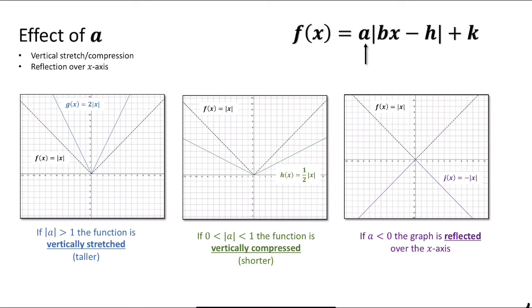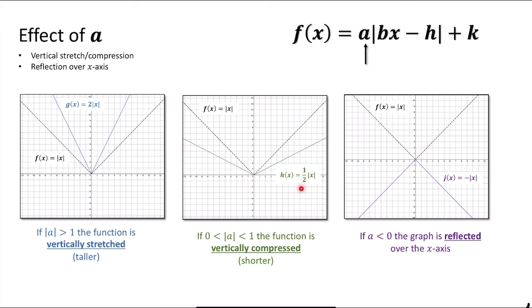It's almost like if you imagine I took a hold of both of these endpoints and I kind of pulled my graph up, right? You can see that's why it's vertically stretched. Notice that my graph looks taller. So it's like it's been pulled up in the vertical direction, okay? So that's what happens if a is bigger than 1.